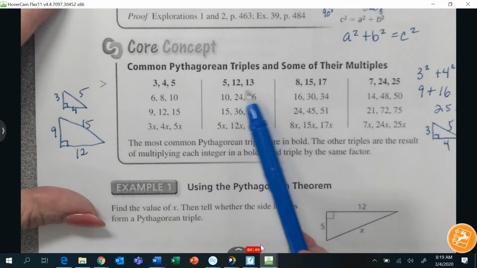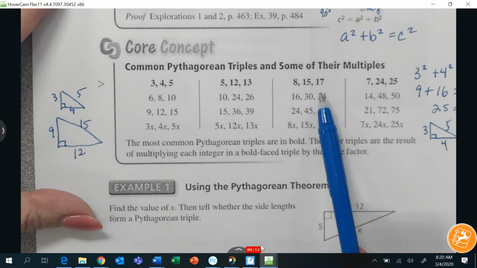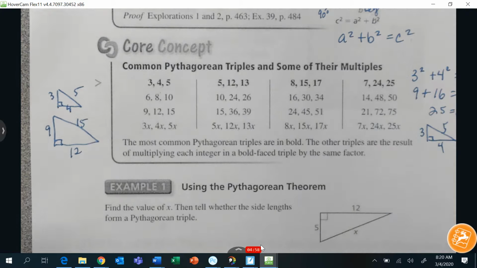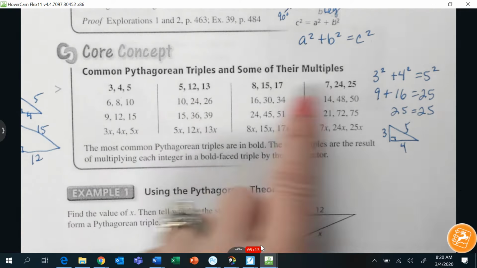5, 12, 13 is another triple. 8, 15, 17 is another triple. 7, 24, 25 is another triple. There are more. These are just the 4 that I have memorized, and the 4 that most people have memorized, and the 4 that your book will use all the time. So you want to save yourself time. You don't want to have to do the Pythagorean theorem every single time if you see some of these numbers show up.